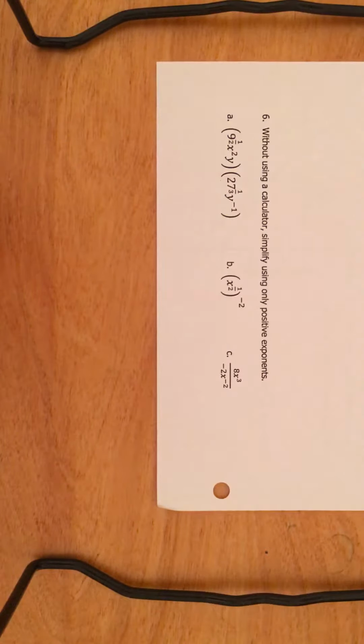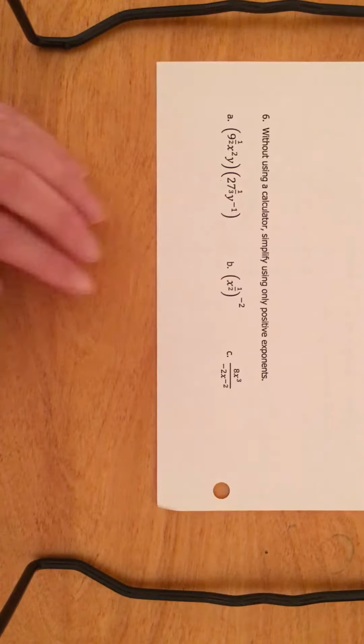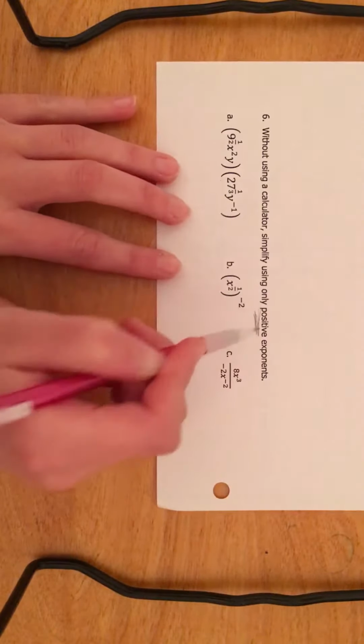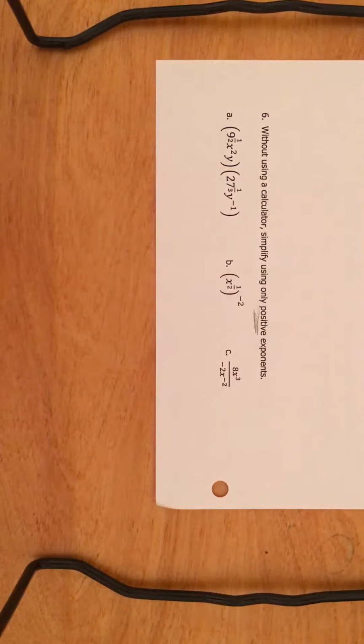This is problem number 6 from the Chapter 8 closure packet. Without using a calculator, simplify using only positive exponents. Positive exponents in our answer, that's very important. So we have 3 different kinds of problems going on. Let's look at the first one.